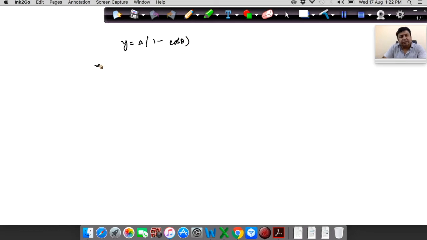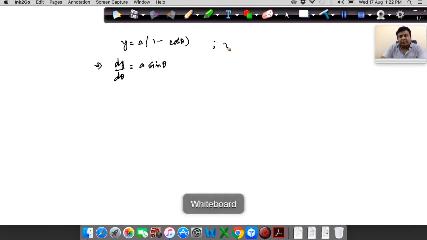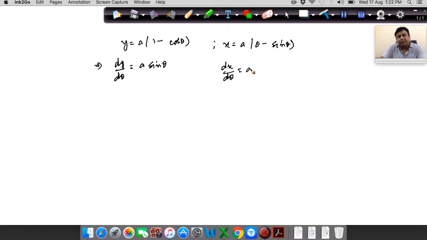So let's differentiate this. We get dy by d theta is equal to a sine theta. Then x equals a theta minus sine theta. So dx by d theta is a into 1 minus cos theta. Understood? D theta by d theta is 1 and sine becomes cos.